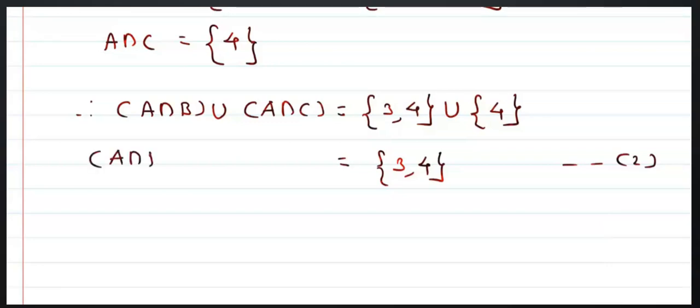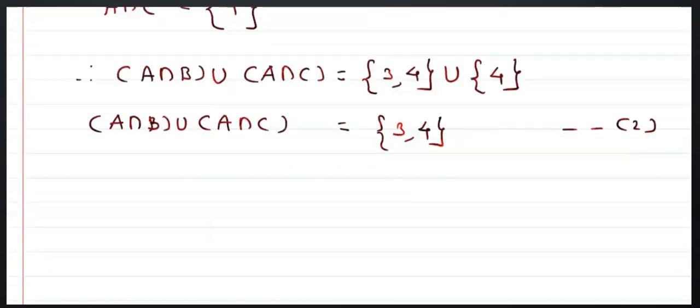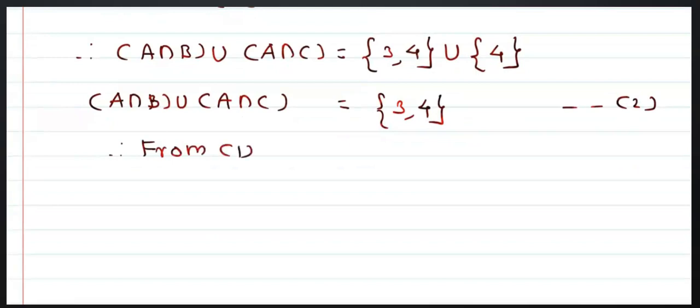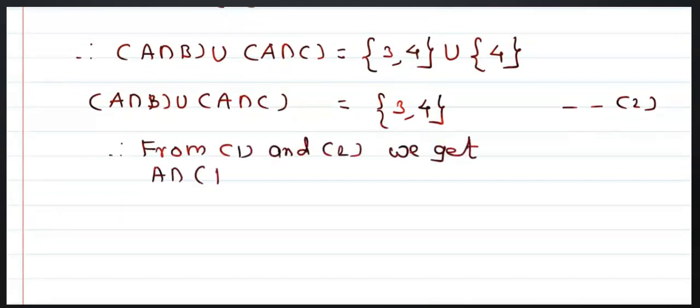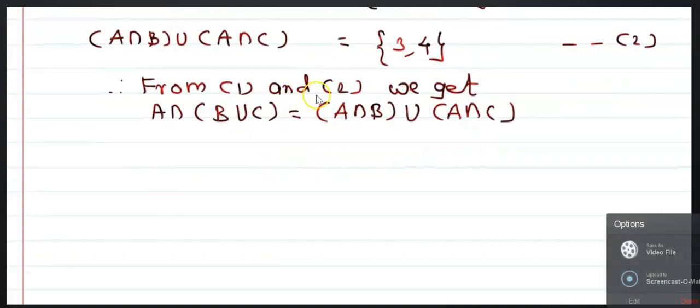This is number 2. And that's why from 1 and 2, we get A intersection (B union C) is equal to A intersection B union A intersection C.